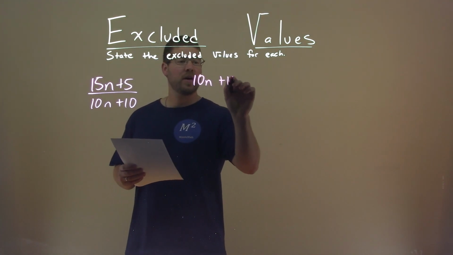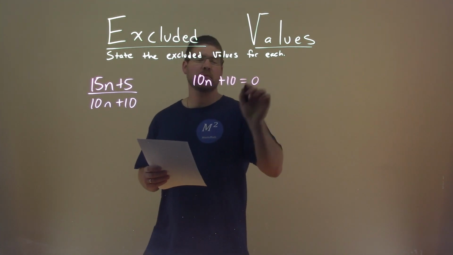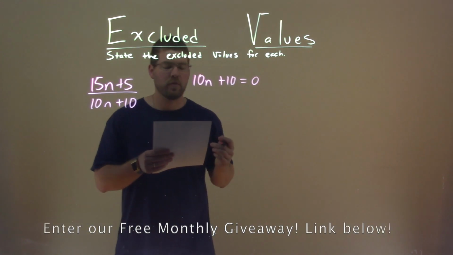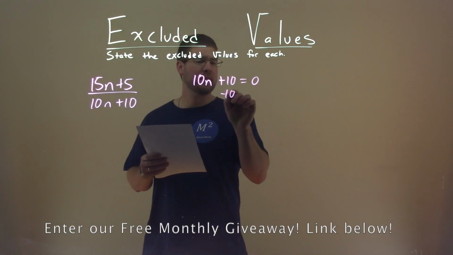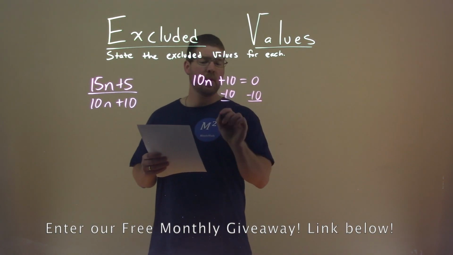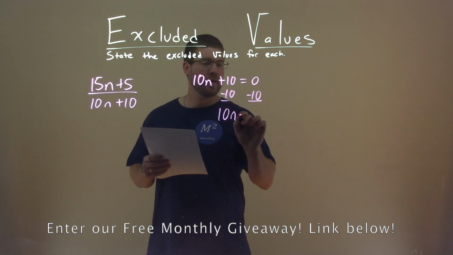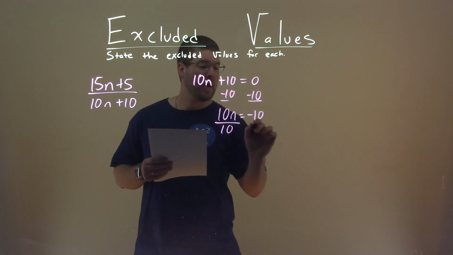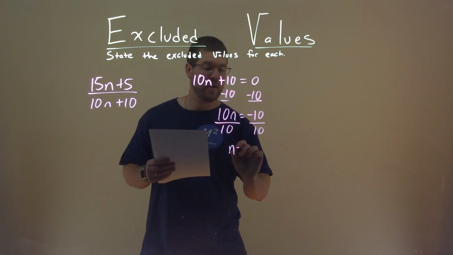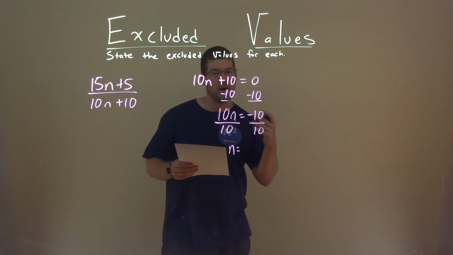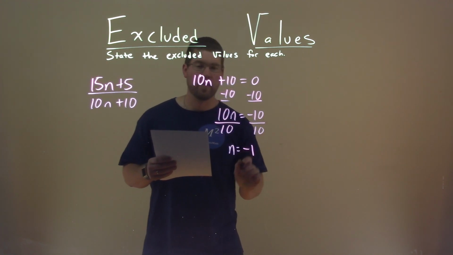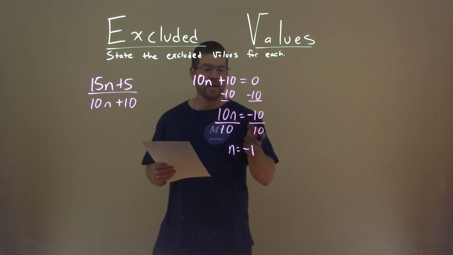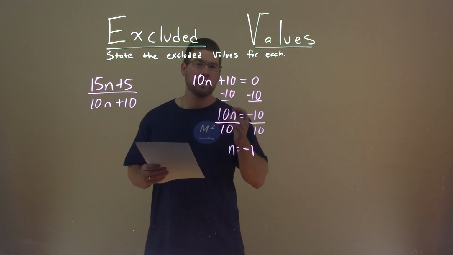So 10n plus 10, the denominator, I'm going to set equal to 0. Now I'm going to solve for n. I subtracted 10 from both sides, and we have 10n is equal to negative 10. Divide both sides by a positive 10, and we're pretty much there. Negative 10 divided by a positive 10 is a negative 1. So there we have it. Negative 1 is our excluded value.